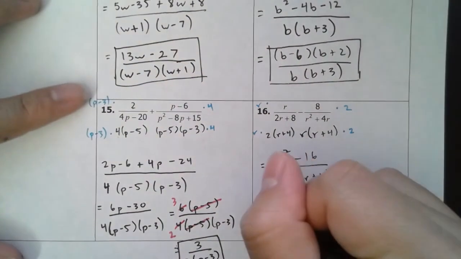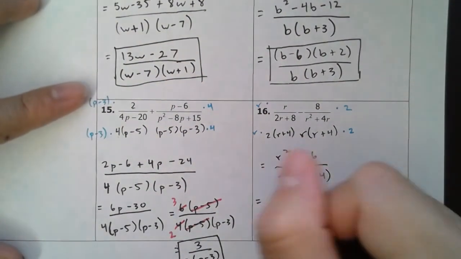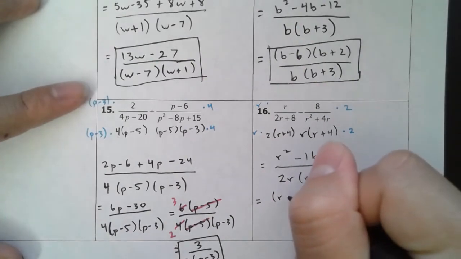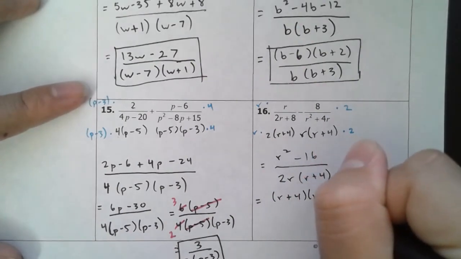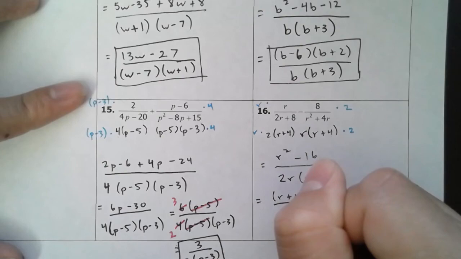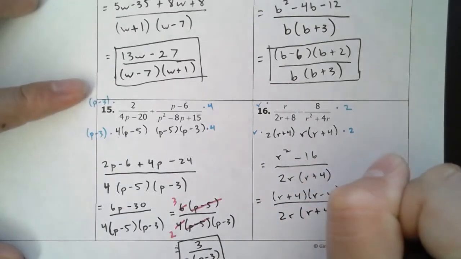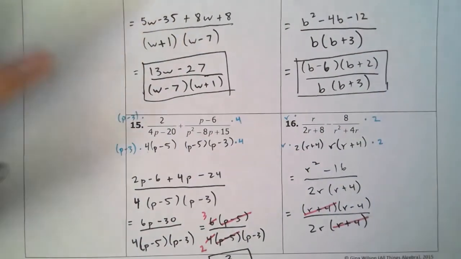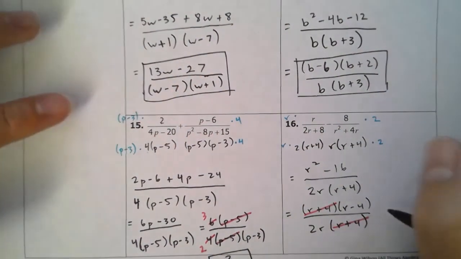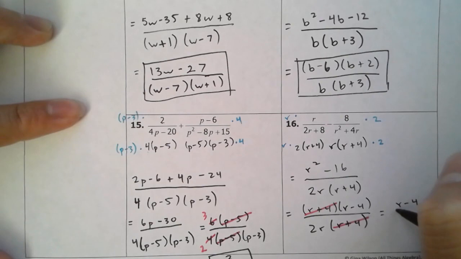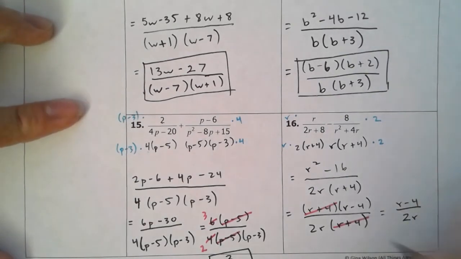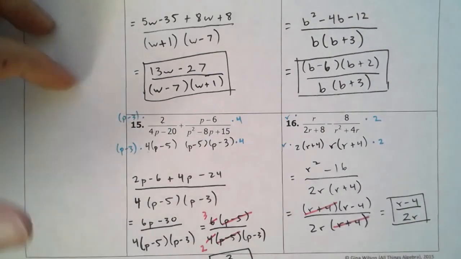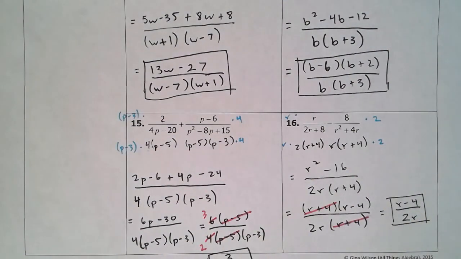Okay, the top is a difference of squares, so I have r plus 4, r minus 4, and then all over 2r, r plus 4. Then I can cancel out r plus 4, and I'm getting r minus 4 over 2r. And then that's it. I can't simplify further. And that's it. This wraps up concept 58.